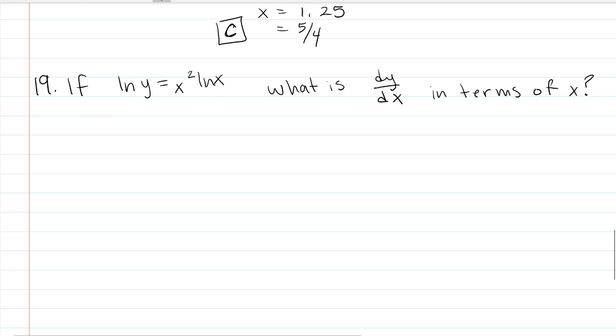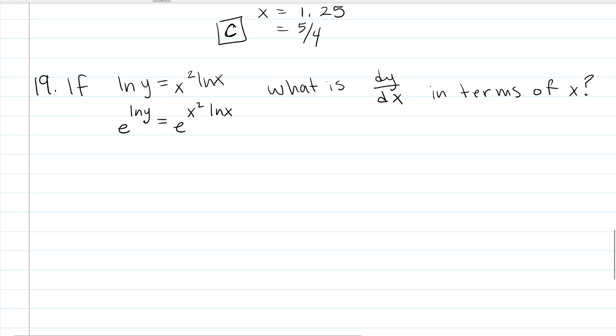Alright, so this is another logarithmic differentiation, except it's backwards. So you can look at it and you'll be like, okay, dy dx, I can use implicit differentiation. That's a thing I know how to do. But you see a natural log on both sides. Let's raise both sides to e. So when I say raise, I mean like bump it up. So e to the natural log y equal to e to the x squared natural log of x.